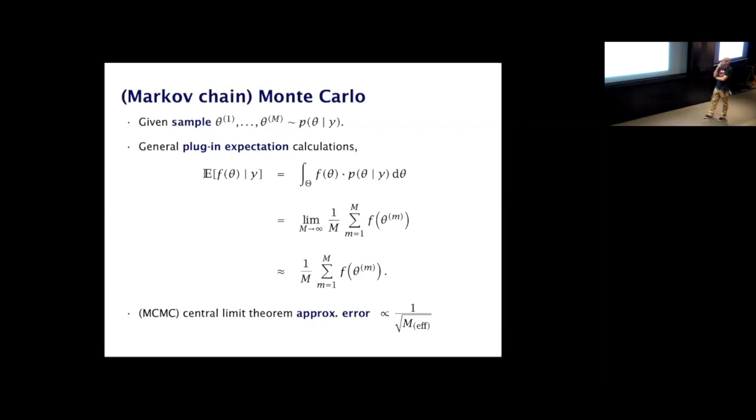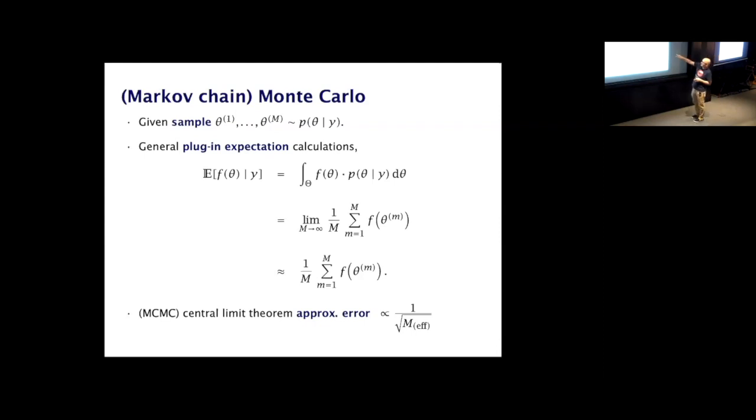So we can generally do plug-in expectation calculation. This is just like the bootstrap for calculating confidence intervals, if you've done that in more frequentist stats. The idea is that we're trying to compute the expectation of some function of theta given y. I'm taking this on faith that we can sample from the posterior, where each one of those theta 1 through m is distributed according to the posterior. They may have correlation, but that's okay.